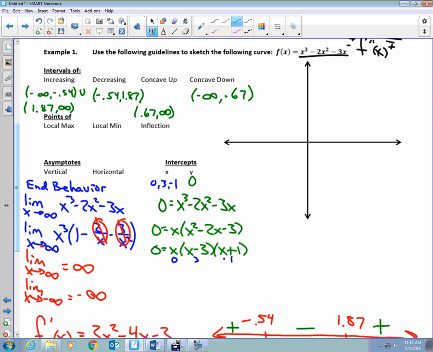True or false? I have a local max. What is the x value where it occurs? Negative 0.54. And we will finish up with these when we get back. We'll sketch the graph, and we'll do one more example. You guys will have an assignment.